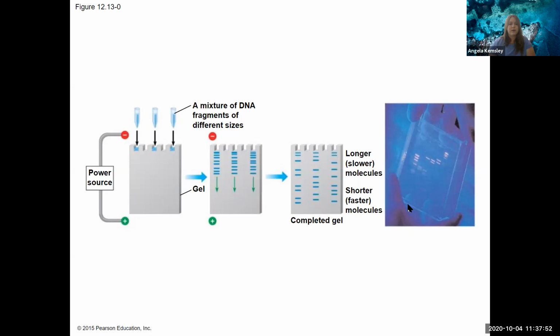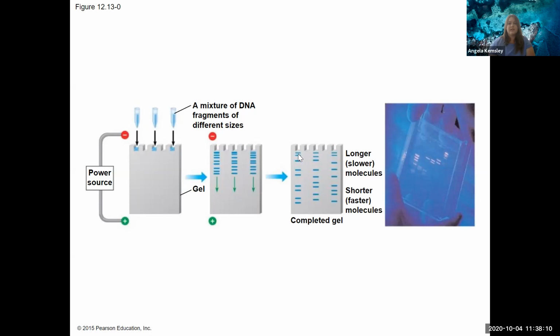Smaller, shorter pieces of DNA are going to move faster. So the ones that are down here at the bottom by the positive side, these are going to be the smaller pieces of DNA. The ones up here at the top that didn't move so far, they're slower. Those are the larger pieces. And we're going to end up with these bands.